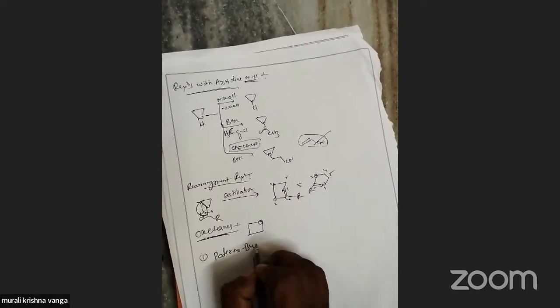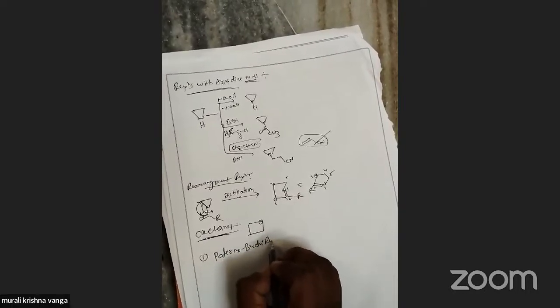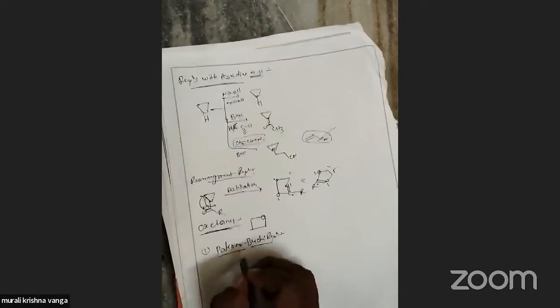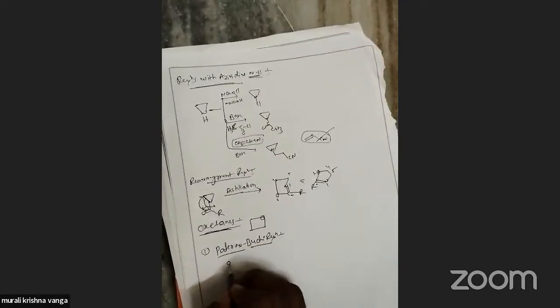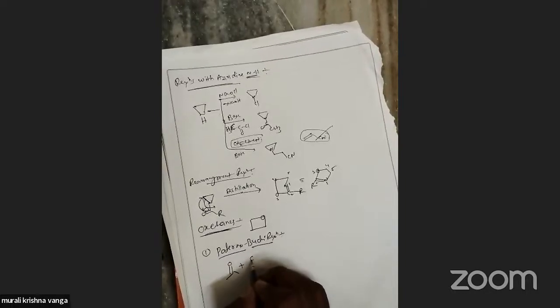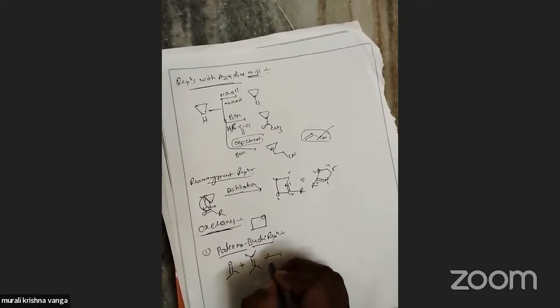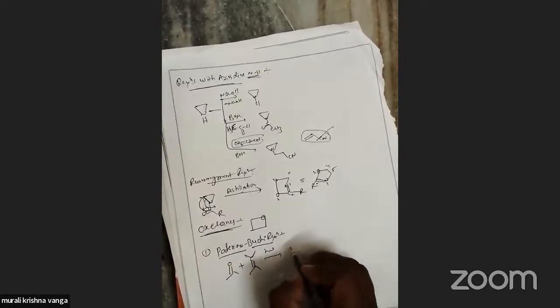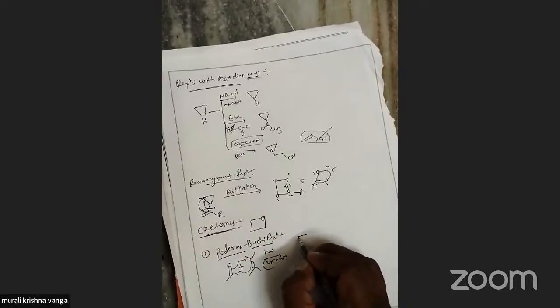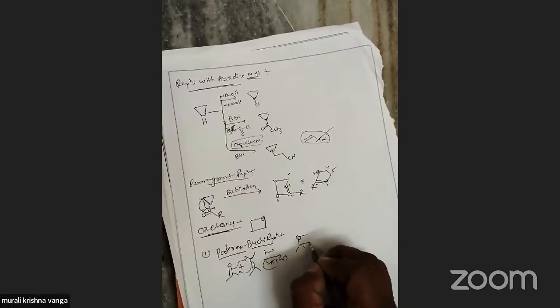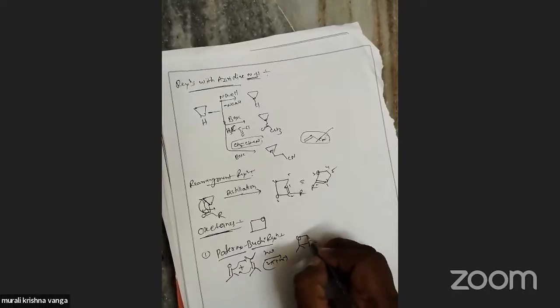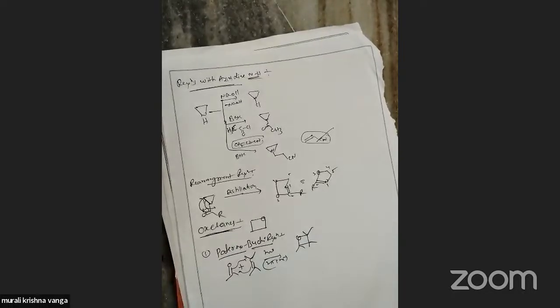Paterno-Buchi reaction: when carbonyl compounds react with alkenes in the presence of photochemical conditions, they undergo a 2 pi plus 2 pi cycloaddition reaction. The product formed is the oxetane. This is one of the methods.